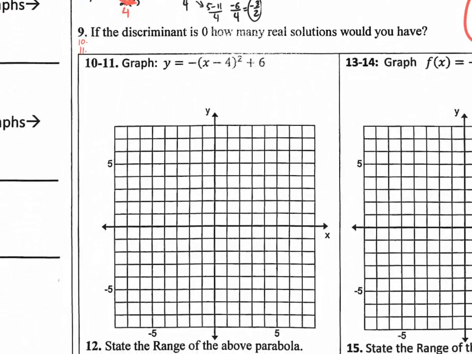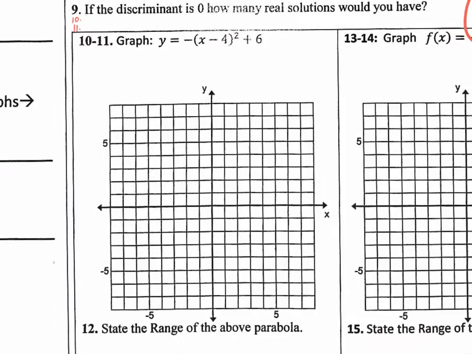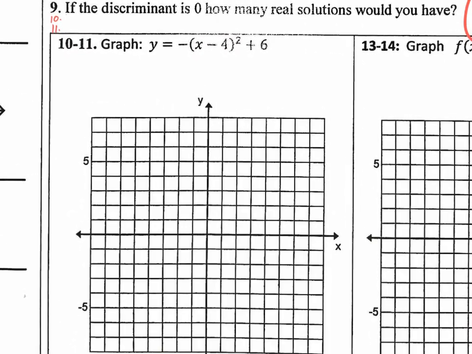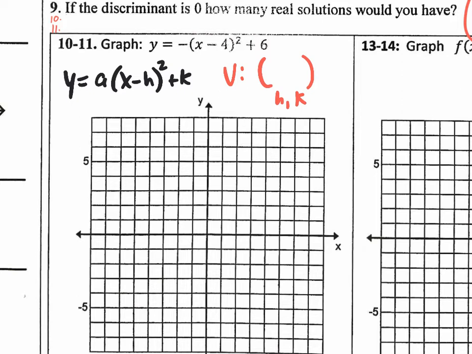So questions 10 and 11, we need a graph. Now this is in vertex form. Remember vertex form? Y equals a parentheses x minus h squared plus k. And that tells you your vertex. Your vertex is the h and the k value. Okay? So all you need to do is remember to think opposite of what you see here.